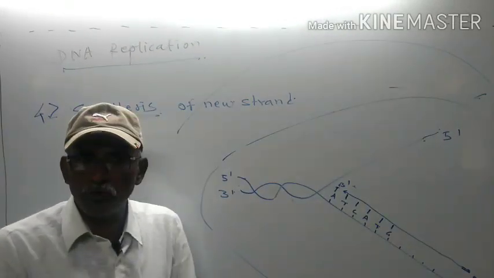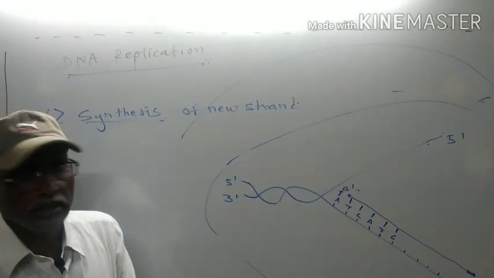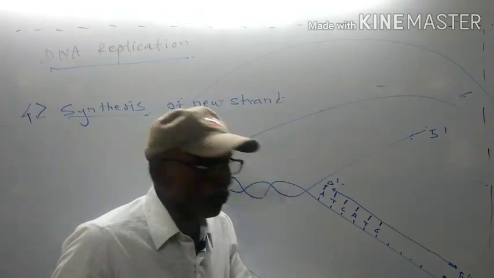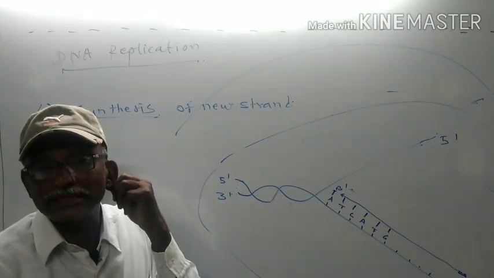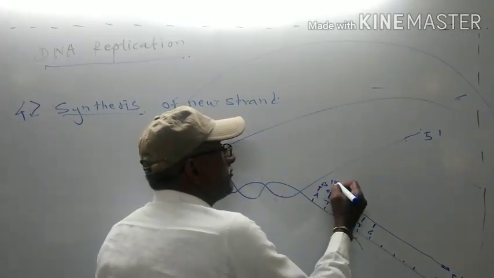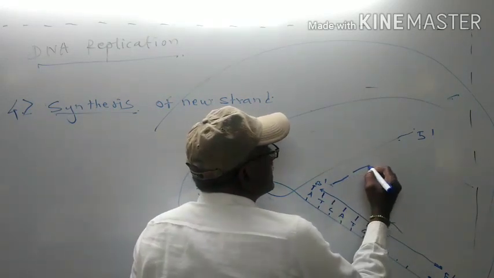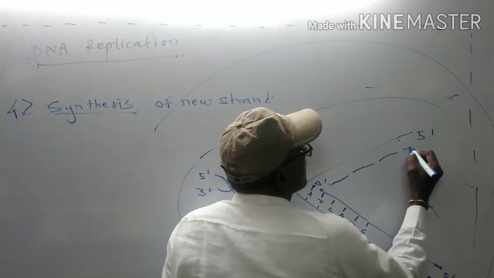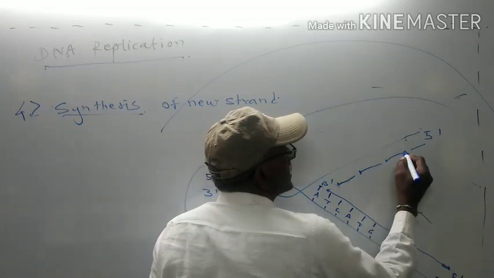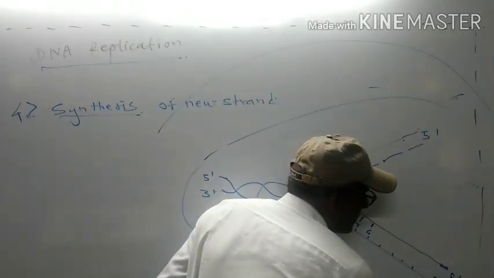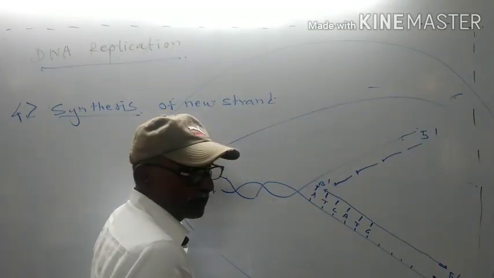So a new strand is formed. But at the opposite end, what happens? There is not attachment of only one RNA primer. Several RNA primers get attached, and the strand which is formed is... here one primer gets attached, here one primer gets attached, one primer gets attached, because RNA primer attaches to the 3' end. Where will the 3' end be? Here the 3' end is present.